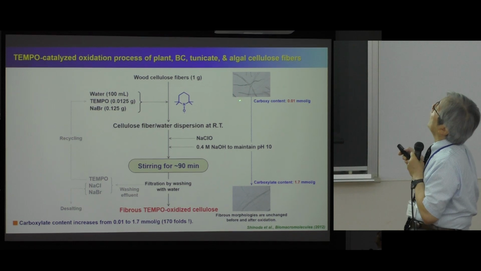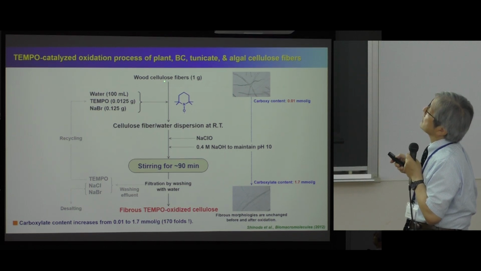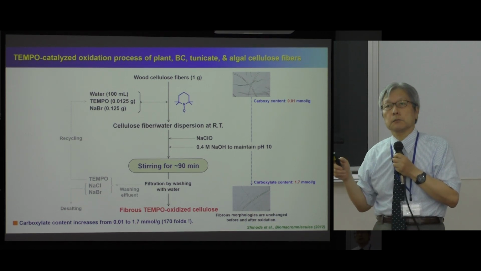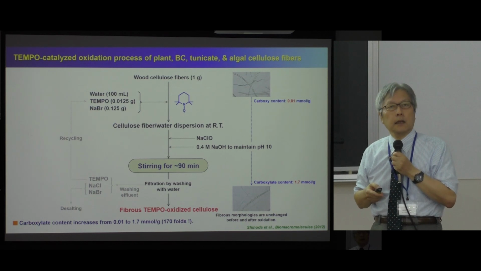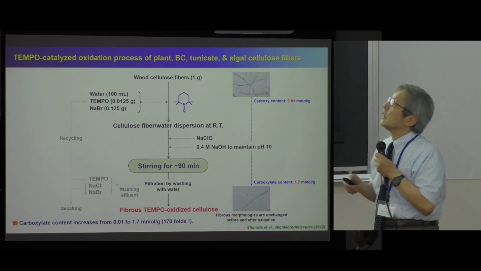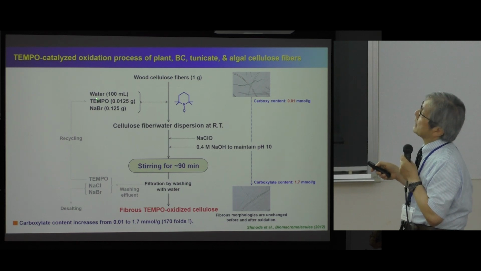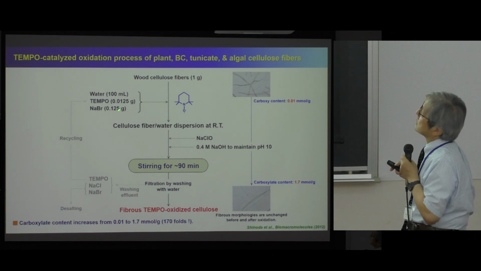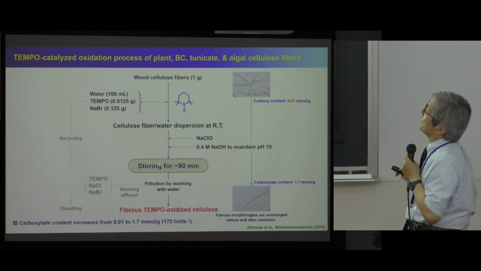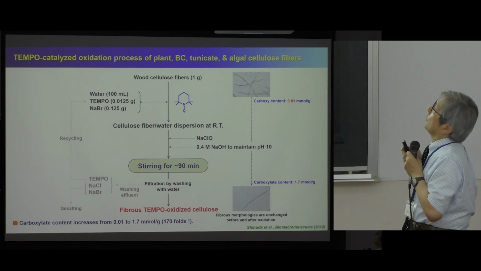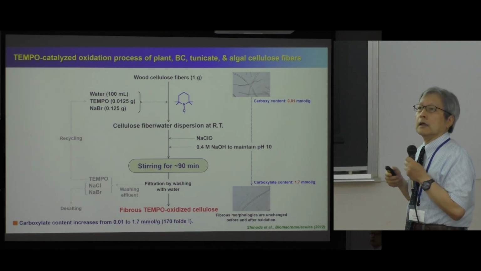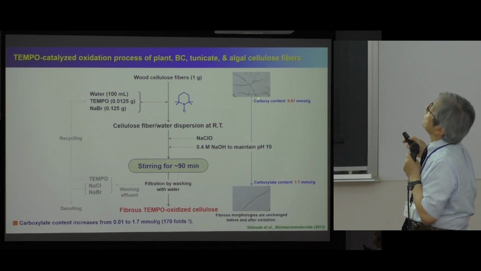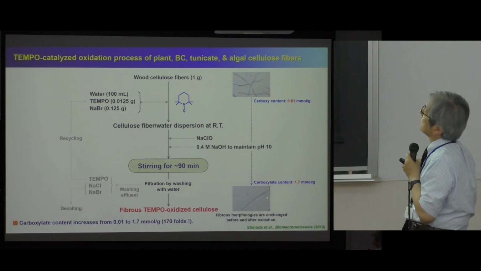And we found that wood cellulose fibers, a representative one being paper pulp, which is inexpensive, around 60 yen per dry kilogram, is suspended in water in the presence of a small amount of TEMPO and sodium bromide, and just stirring the mixture for 90 minutes. First, we were not interested in it at all, because the fibrous morphology is unchanged before and after the oxidation.